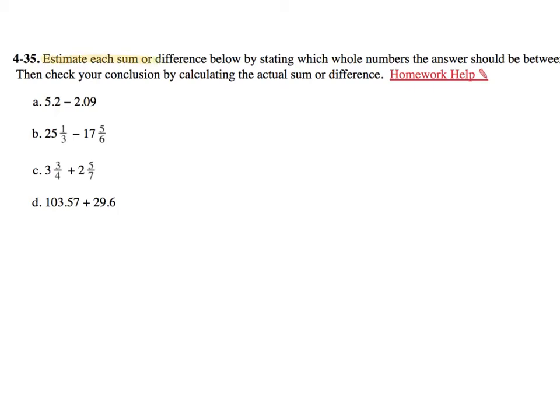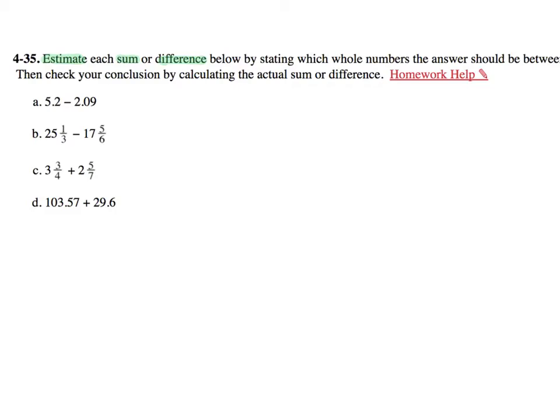Estimate each sum or difference below by stating which whole numbers the answer should be between. Then check your solution by calculating the actual sum or difference. So according to the directions, the first thing we want to do is estimate. When they say sum or difference, that means we're either going to be adding or subtracting.